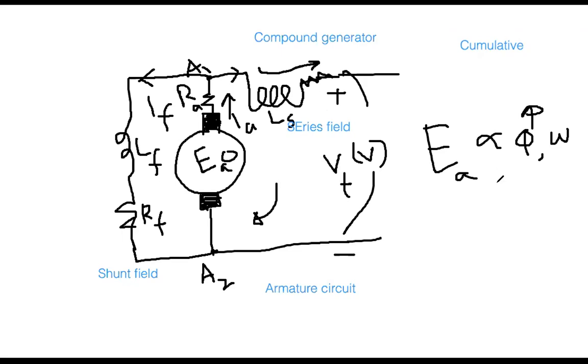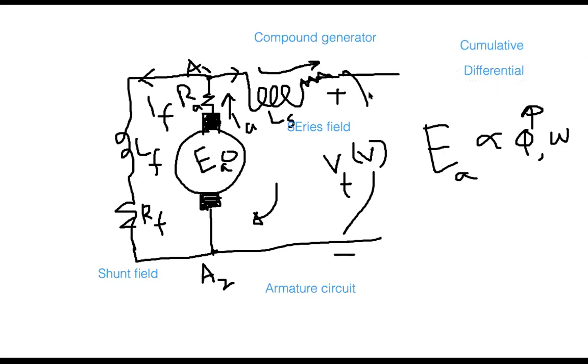On the other hand, it might happen that they are opposing each other. The series field is not helping the shunt field, because one is creating one set of flux and the other is creating another set of flux. They might be opposing each other. In that case, it is called the differential compound generator.